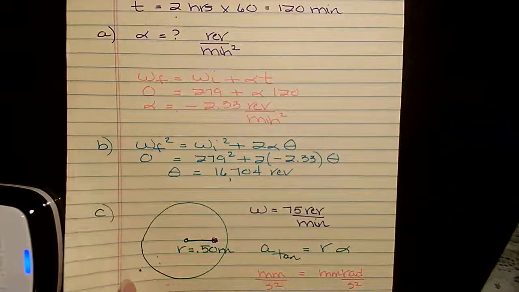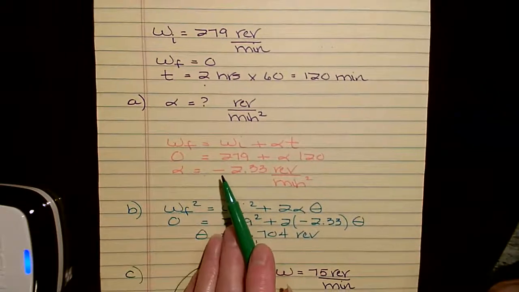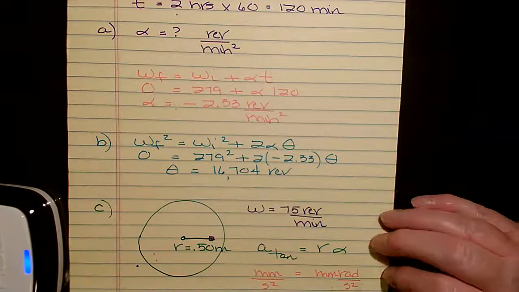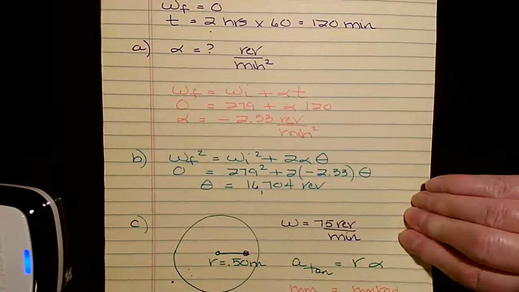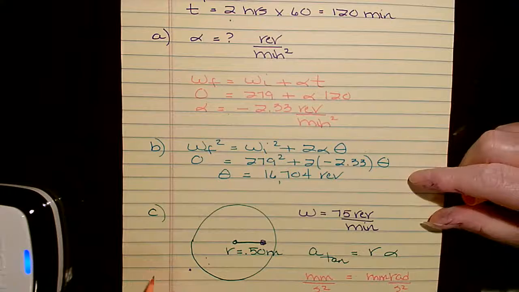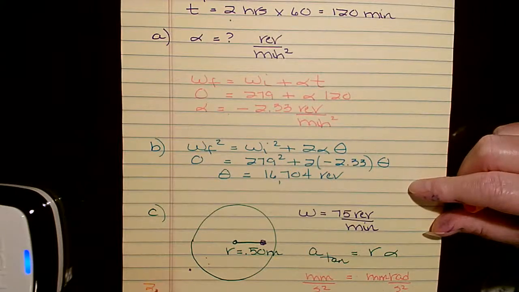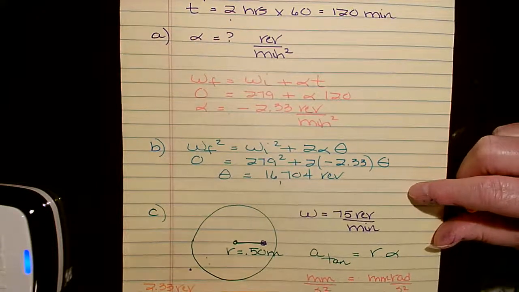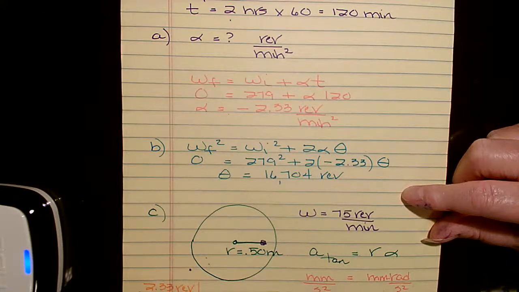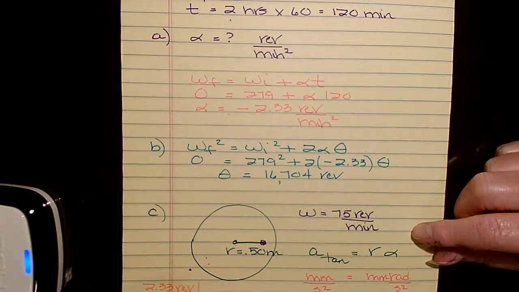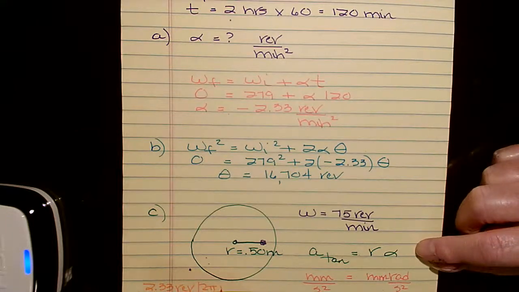Now I have to plug in alpha, which we actually just found. We found alpha up here. But the problem is alpha up here is in revs per minute squared, and I need it in radians per second squared. So that's just kind of annoying, but it's just a conversion that we have to do. So let's go do that down here. We will take 2.33 revs per minute squared. That squared is important. All right, 1 rev is going to be 2 pi radians.